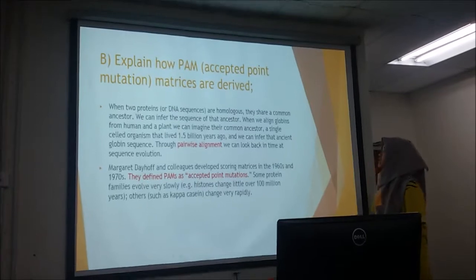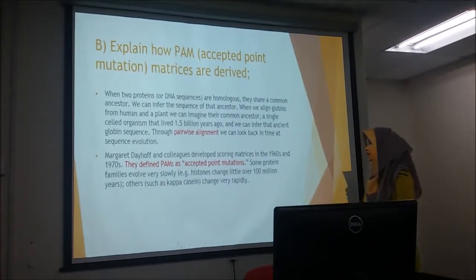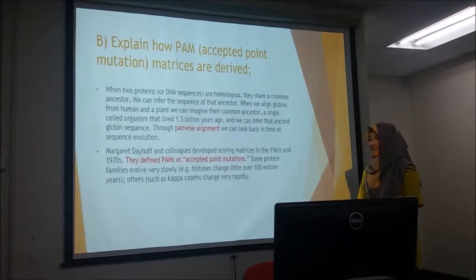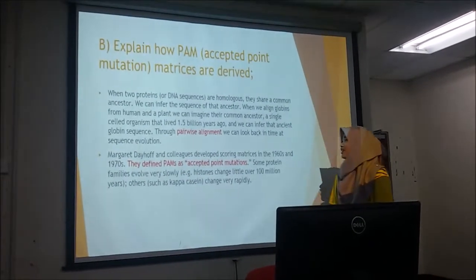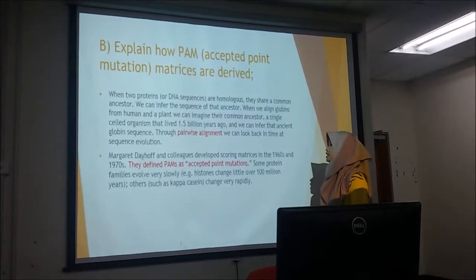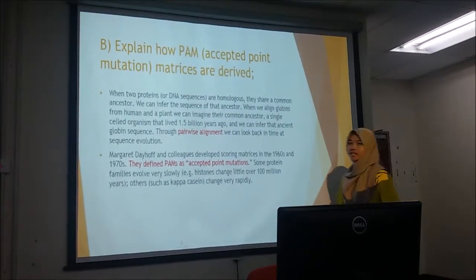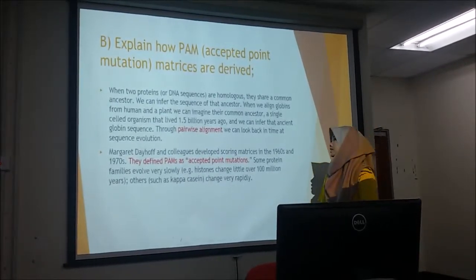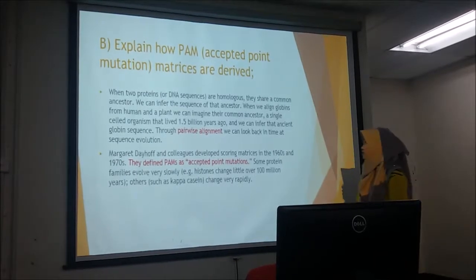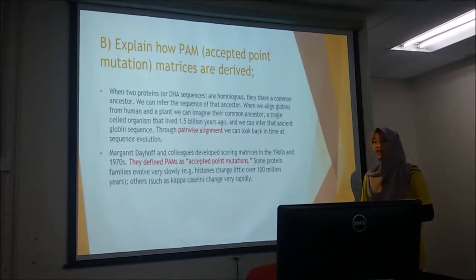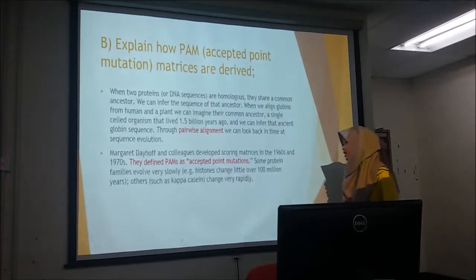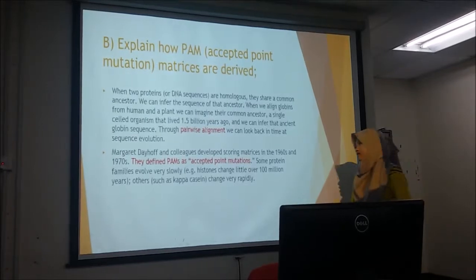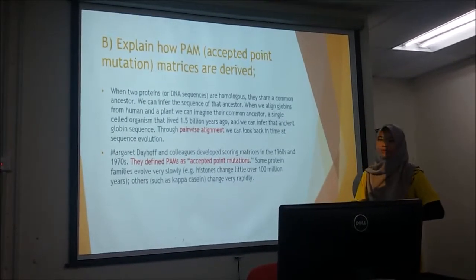Actually, this accepted point mutation, PAM, was produced by Margaret Dayhoff and colleagues in developing scoring matrices in the 1960s and 70s. They defined PAMs as accepted point mutations, noting that some protein families evolve very slowly. For example, histone changes little over 100 million years, and others such as camptothecin change very rapidly.